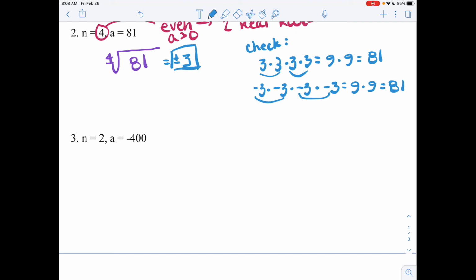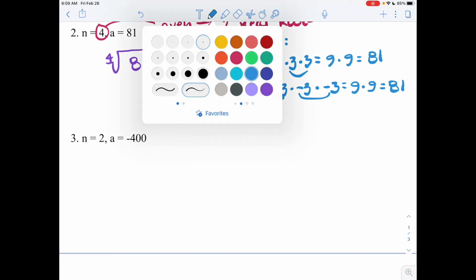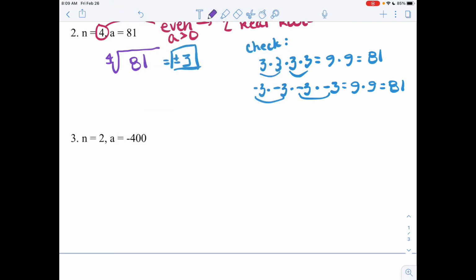Let's look at one final example. So in this example, our n value is 2 and our a value is negative 400. So if we were going to write this, we would say negative 400 underneath, and we could write the 2 here, although we don't typically write it when it's a 2. That's just a square root and the 2 is implied. So you could make yourself a note that we don't typically write this whenever it's a 2.